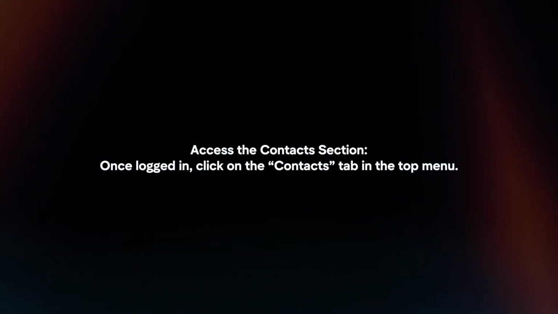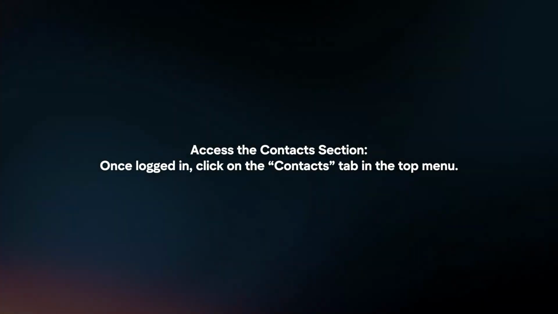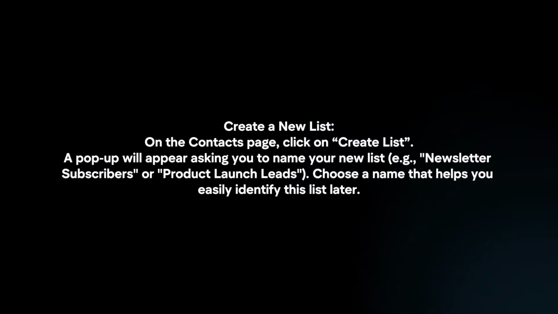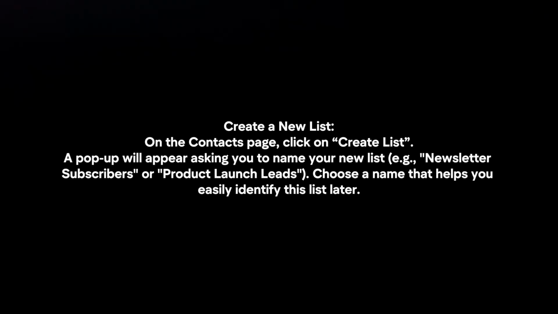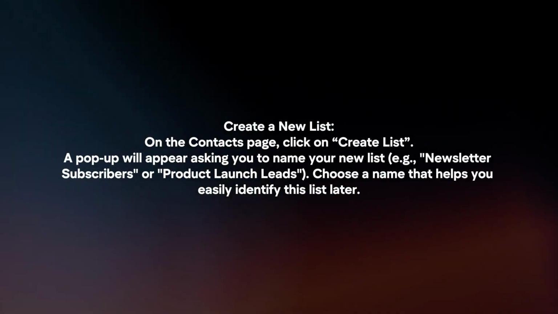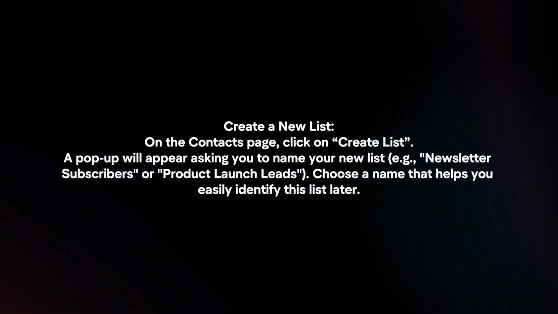Access the Contacts section. Once logged in, click on the Contacts tab in the top menu. Create a new list. On the Contacts page, click on Create List. A pop-up will appear asking you to name your new list. Choose a name that helps you easily identify this list later.